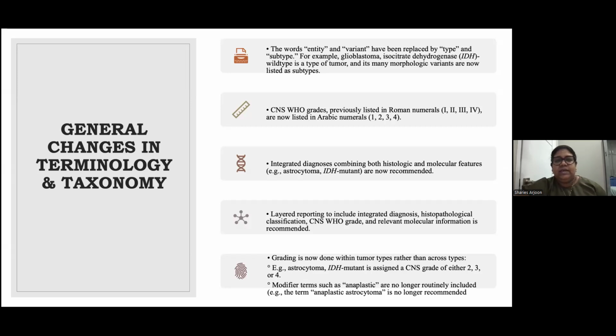listed as subtypes. CNS WHO grades previously listed in Roman numerals are now in this classification listed in Arabic numerals, and integrated diagnoses combining both histological and molecular features, for example, astrocytoma IDH mutant, are now recommended. Layered reports to include integrated diagnoses and histopathological classification, and CNS WHO grades are relevant, and relevant molecular information is recommended. And grading is now done within tumor types rather than across the types. For example, astrocytoma IDH mutant is assigned a CNS grade of either 2, 3, or 4.